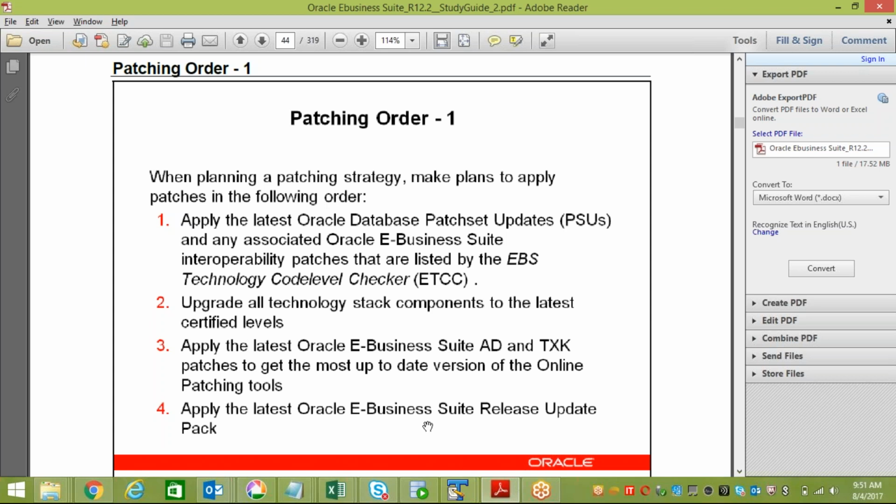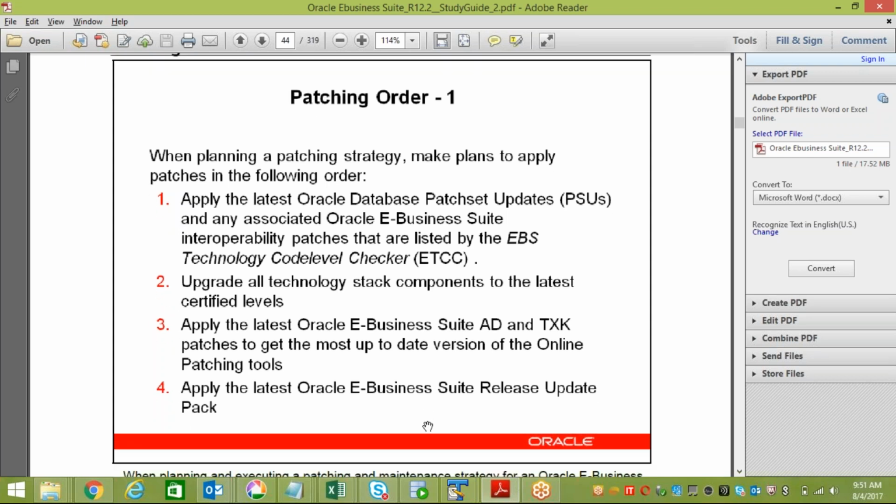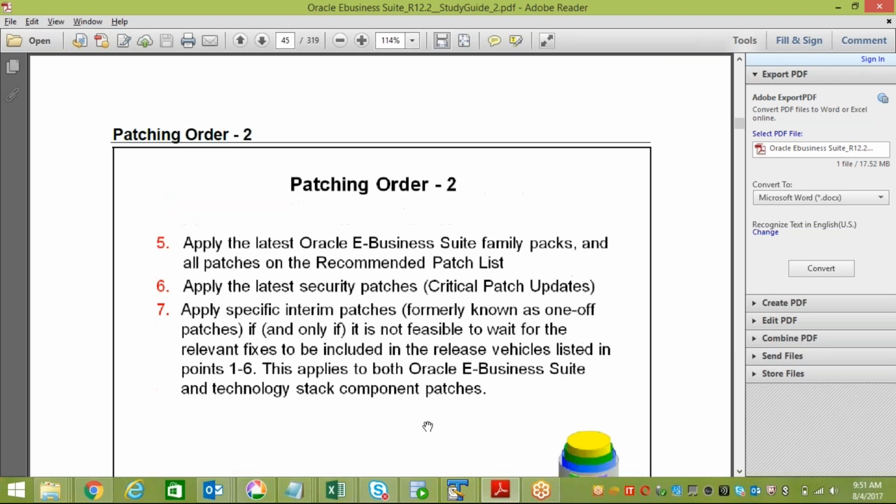So upgrade all the technology stack components to the latest certified level. Apply the latest technology stack, AD and technology stack patches to get up to date. Okay, so apply the latest e-business suite release update packs. Whatever latest patches are there, first you need to apply them. And if, though you are up to date, the problem still exists, then yes, again you have to contact the Oracle people. That is what he's trying to say.